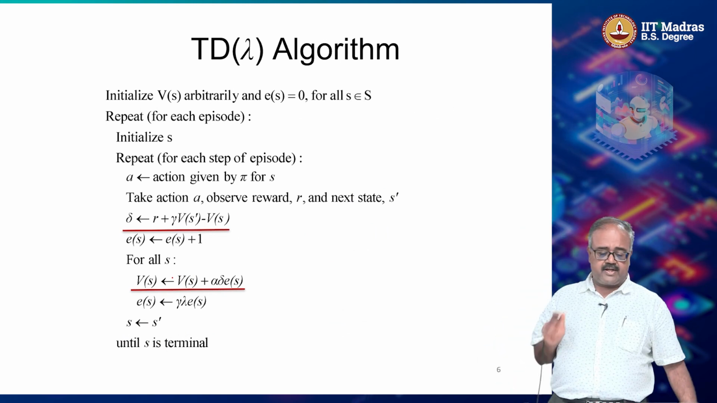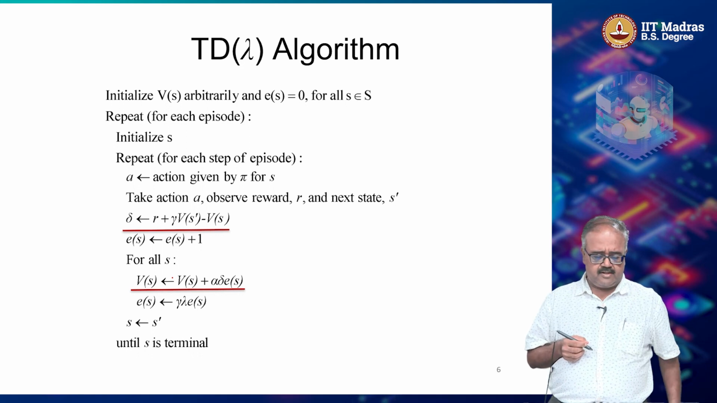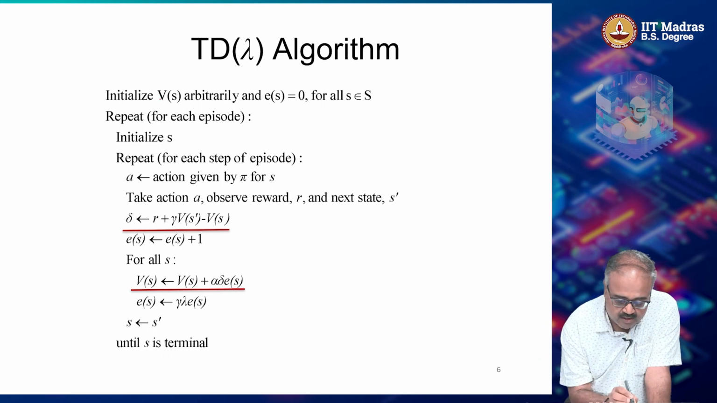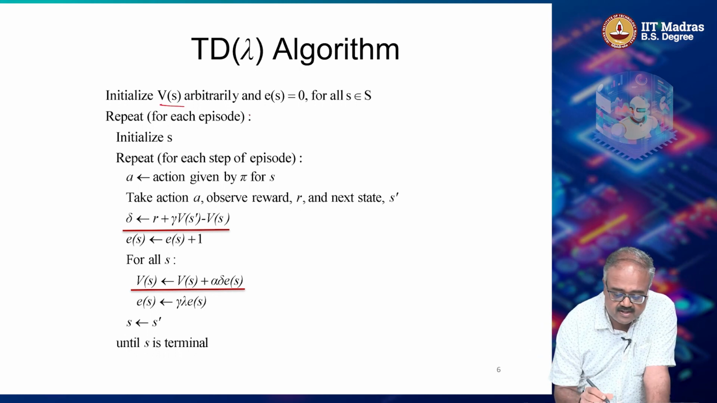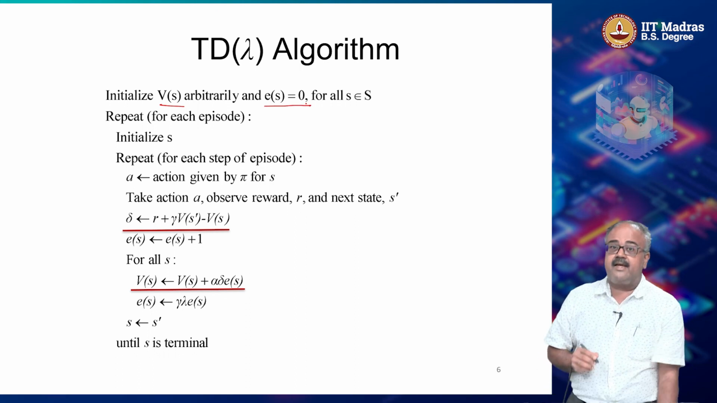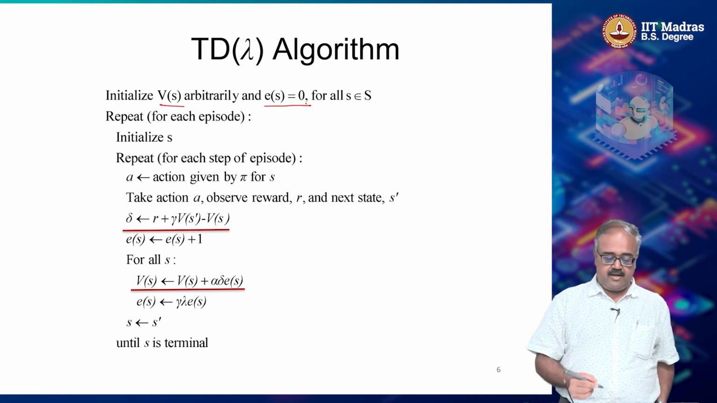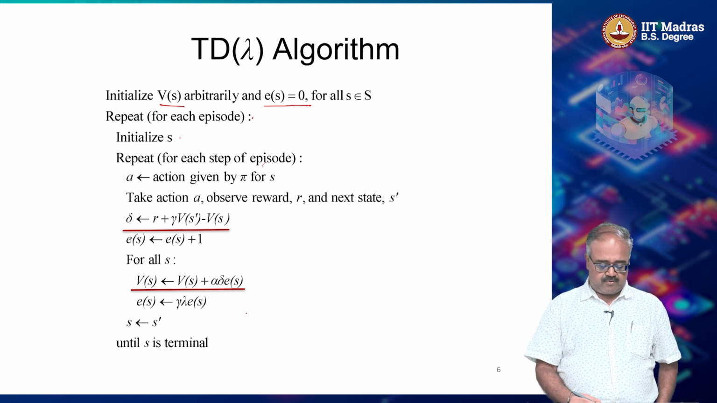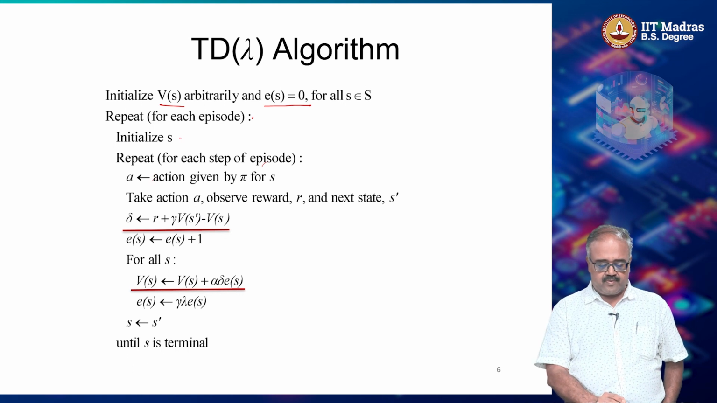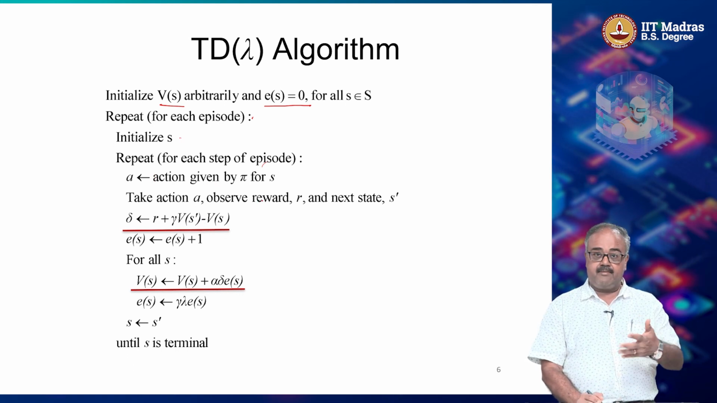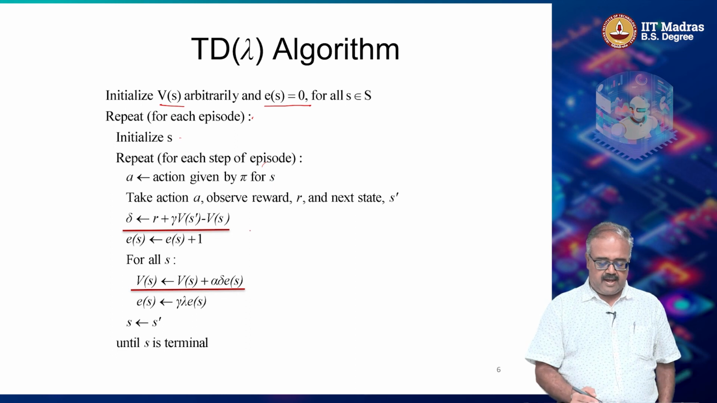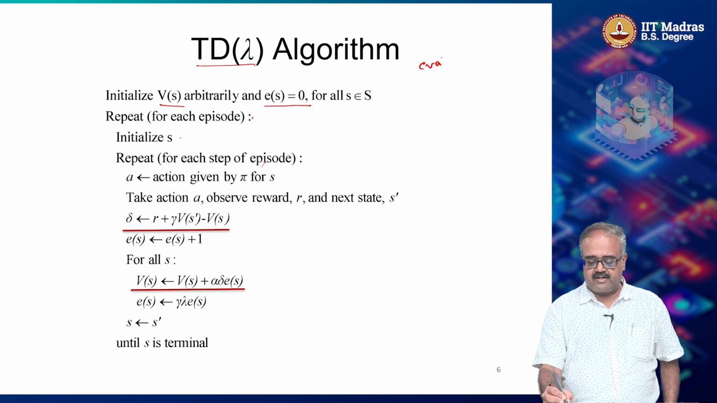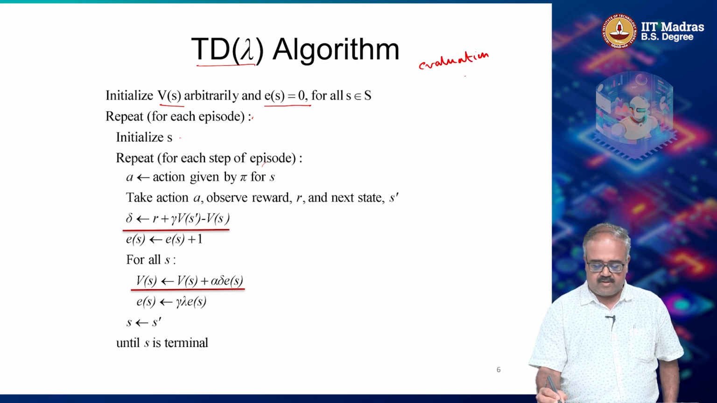So, putting these things together, let us talk about the TD-lambda algorithm. It works like this. As usual, you initialize V of s arbitrarily and you initialize the eligibility to 0 for all states. Then for each episode you start off in state s and repeat for each step of the episode. A is the action given by pi. Pick an action A in state s. Remember it's TD-lambda, so it's an evaluation problem, which means your pi is fixed.